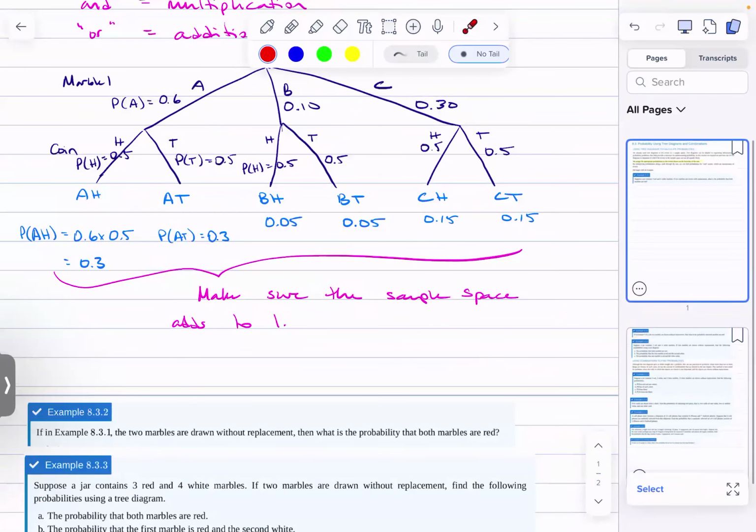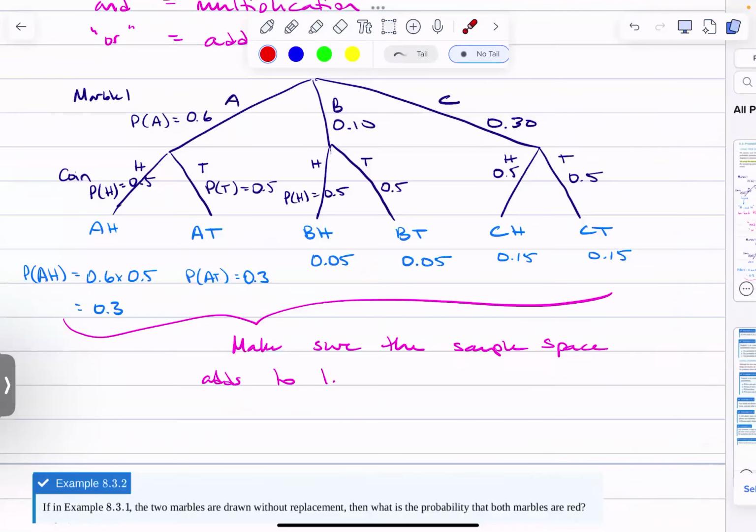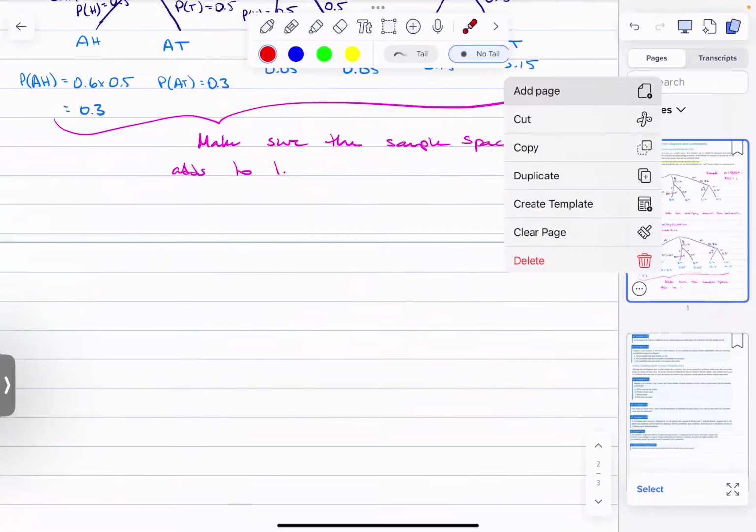But we'll get there. Oh, I don't love what's going on the side there. I wrote a lot more than that. Add a page.